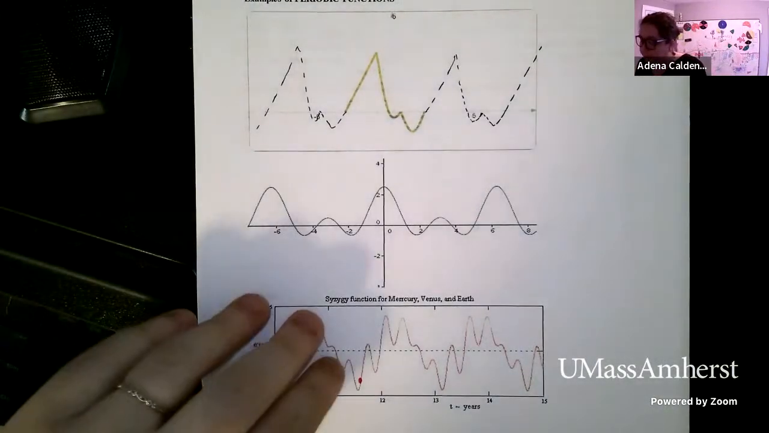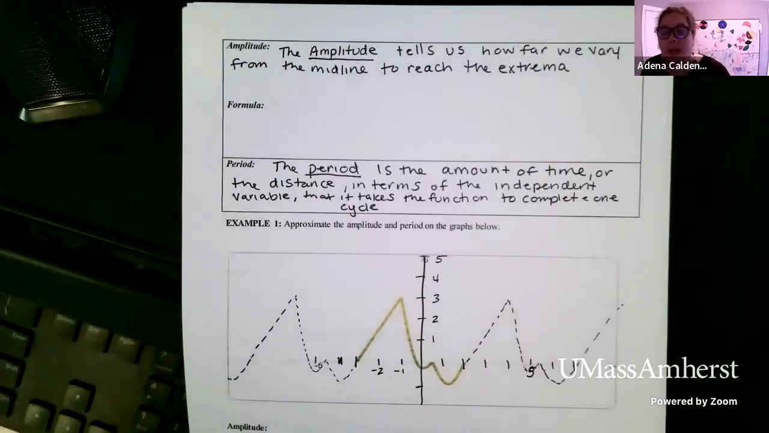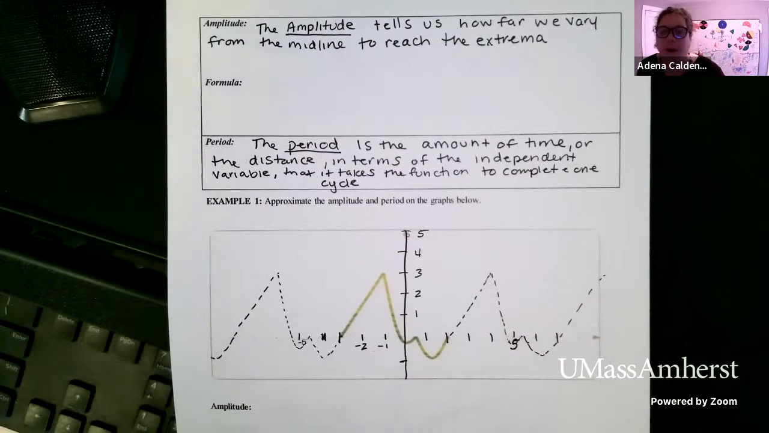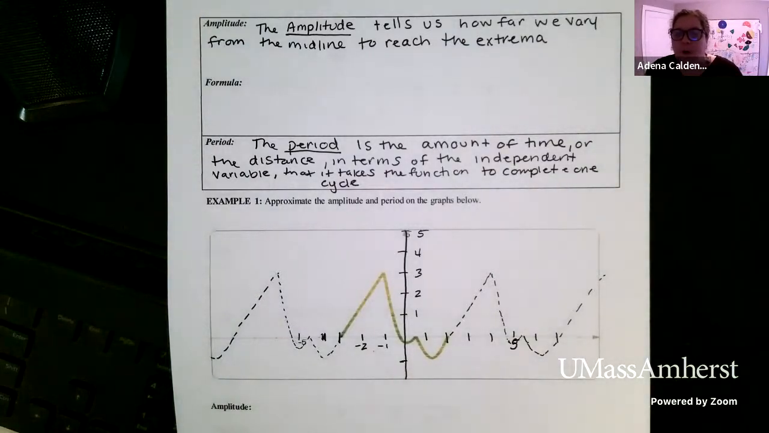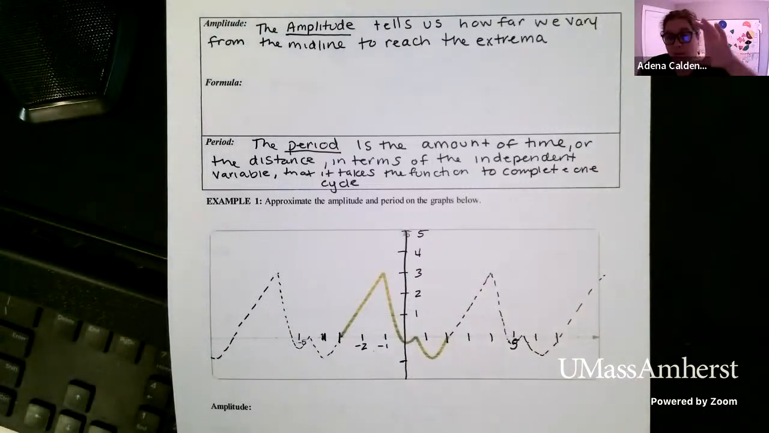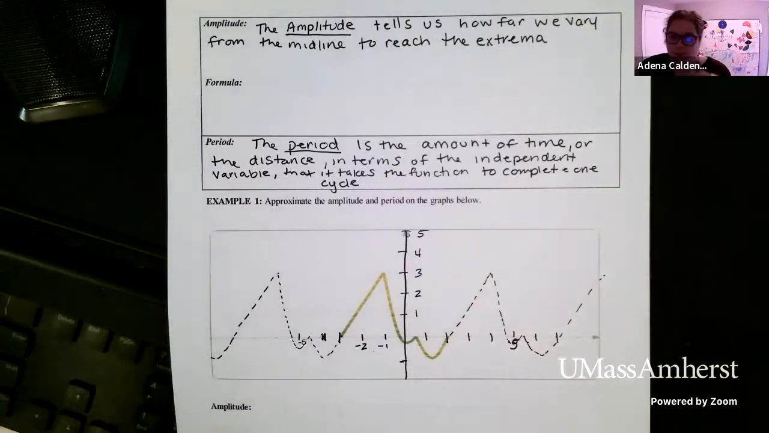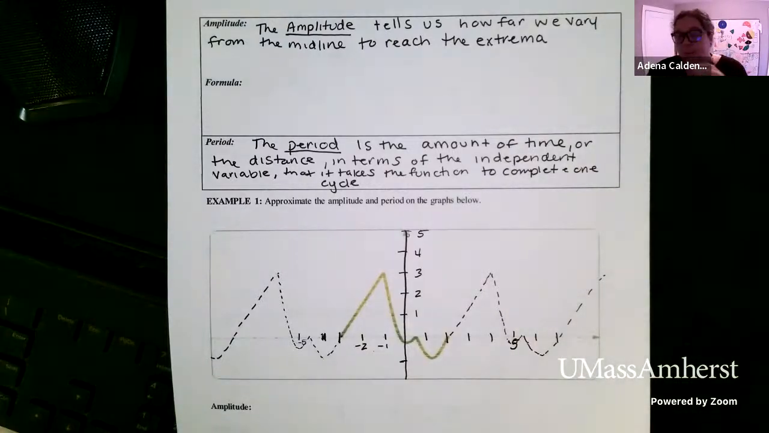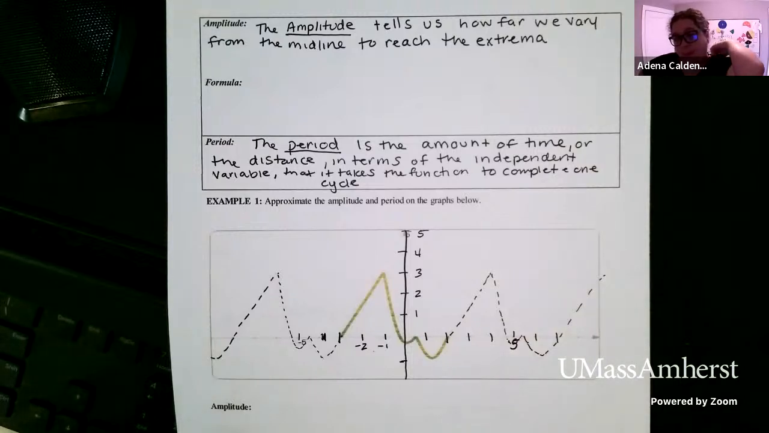Okay, so there's two main things that we're going to be interested in determining on any periodic function. The first part is the amplitude. The amplitude is going to tell us how far we vary from the midline to reach the extrema. So what does that mean? That means if you were to figure out where the middle of the function is in terms of up and down and draw a line, I want to know how much you go in either direction, either up or down. It'll be the same amount up or down because it's the midline. So it's how much you vary from that middle part to either the maximum or the minimum, right? And that should be the same number since you're at the midline.